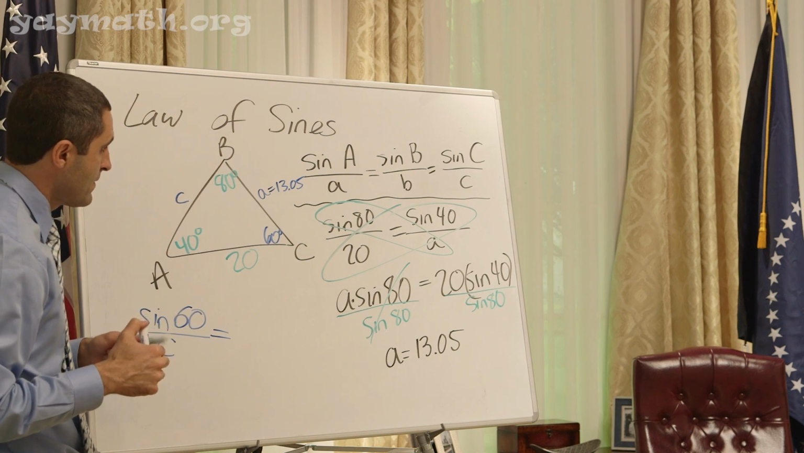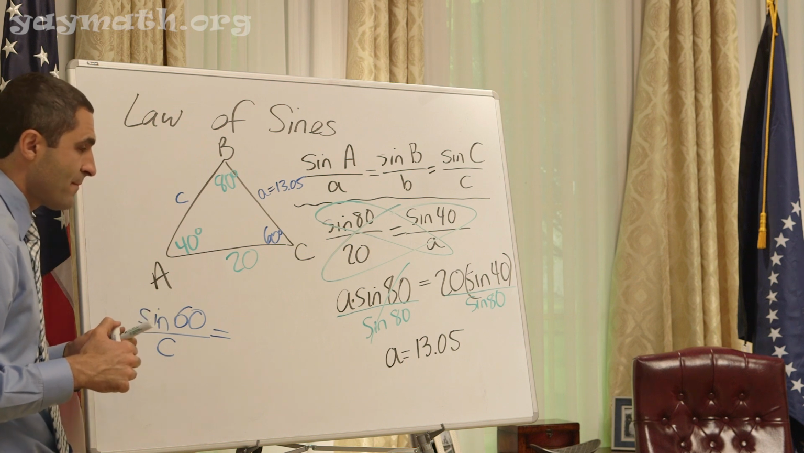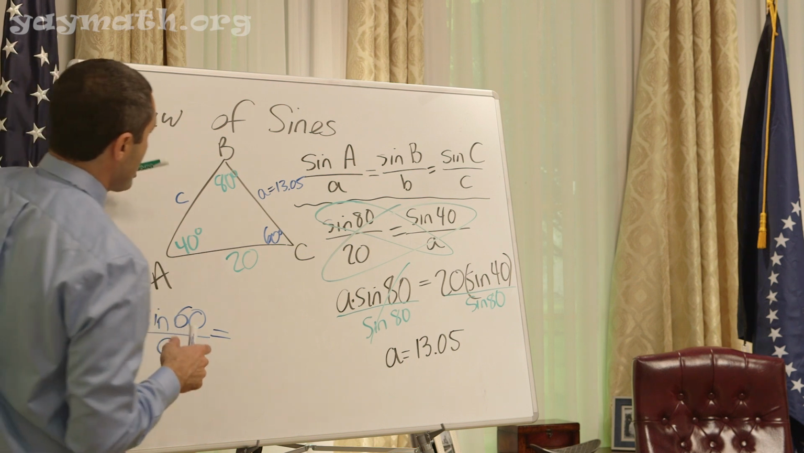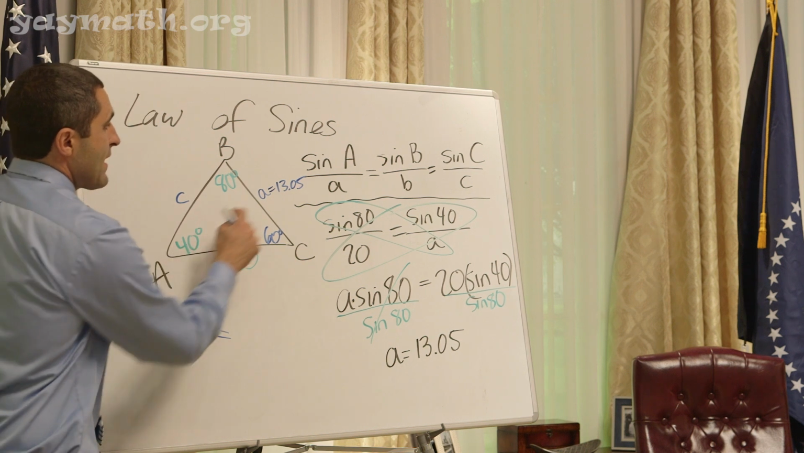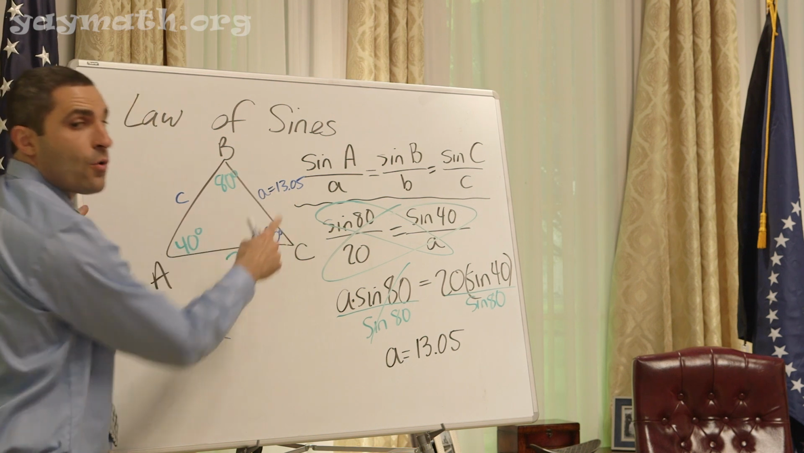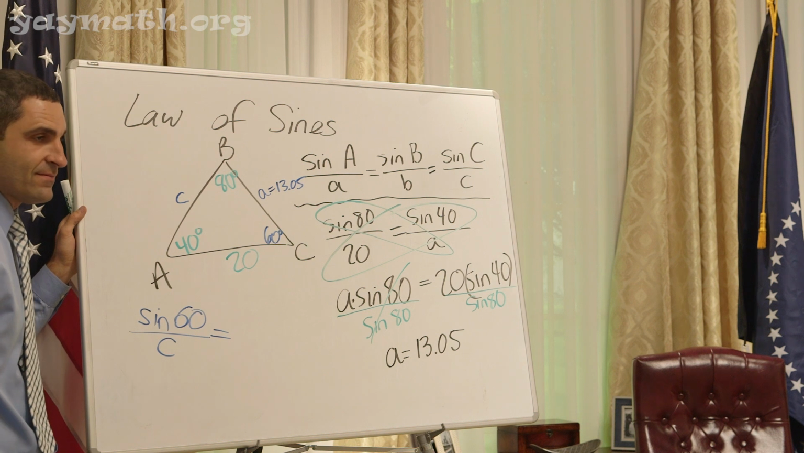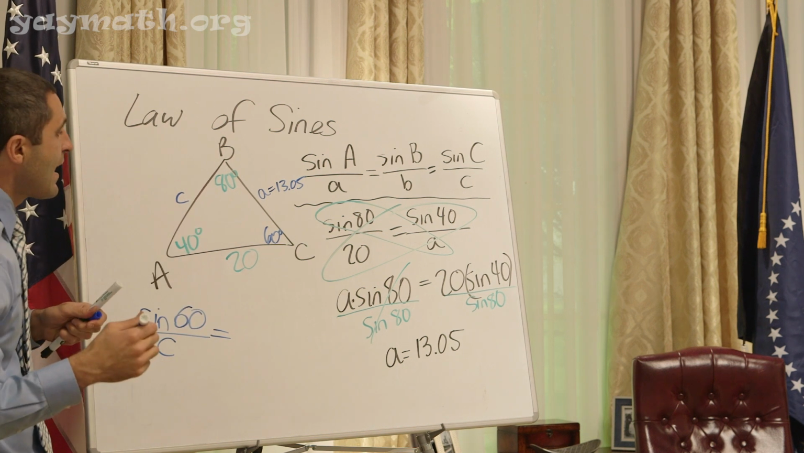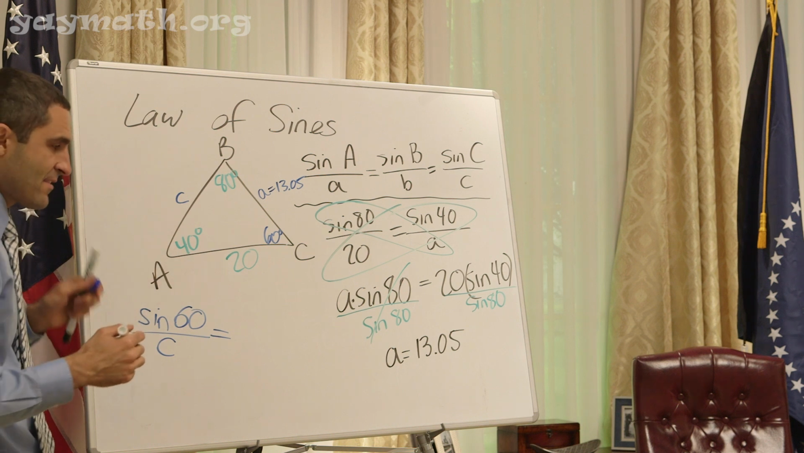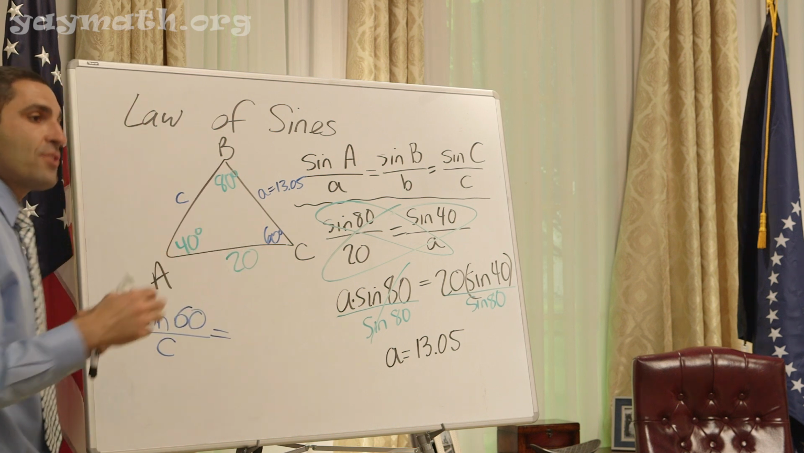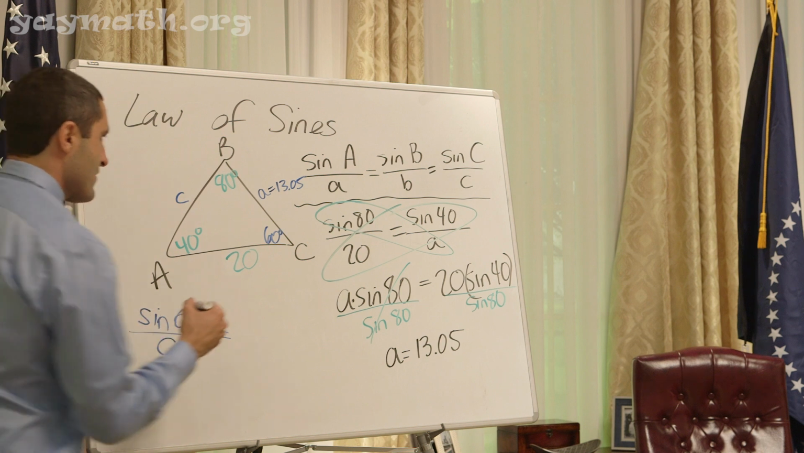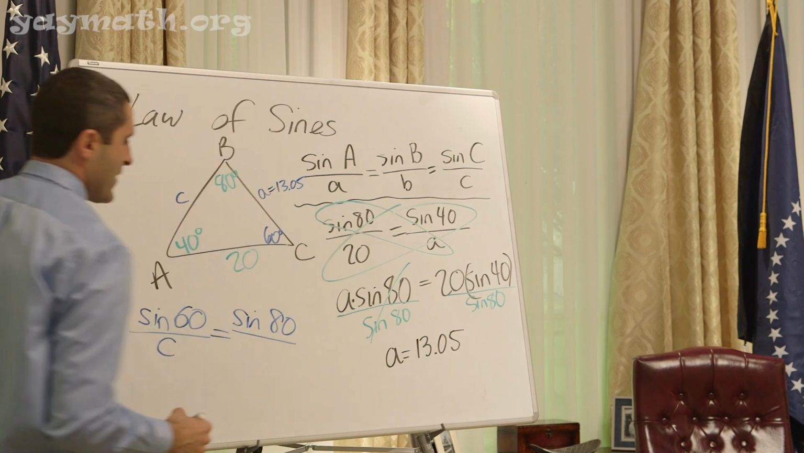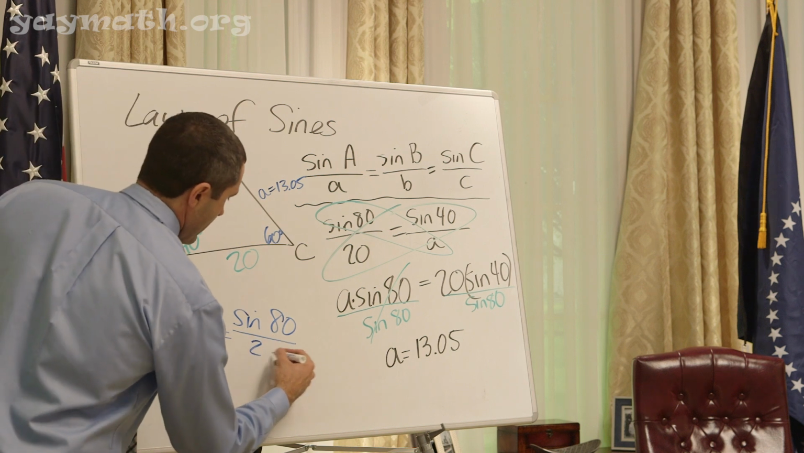Sine of 40 over 13.05? What if we got that wrong though? Let's do the 80, because 20 was given to us, and 80 was given to us. So we should do what was given to us. It's a good idea. Alright. So sine of 80 over the side across from it is 20.